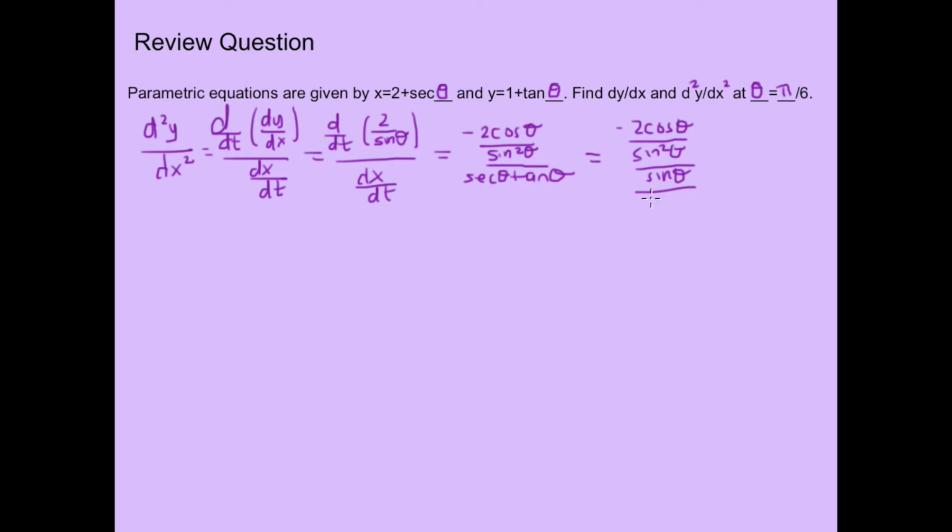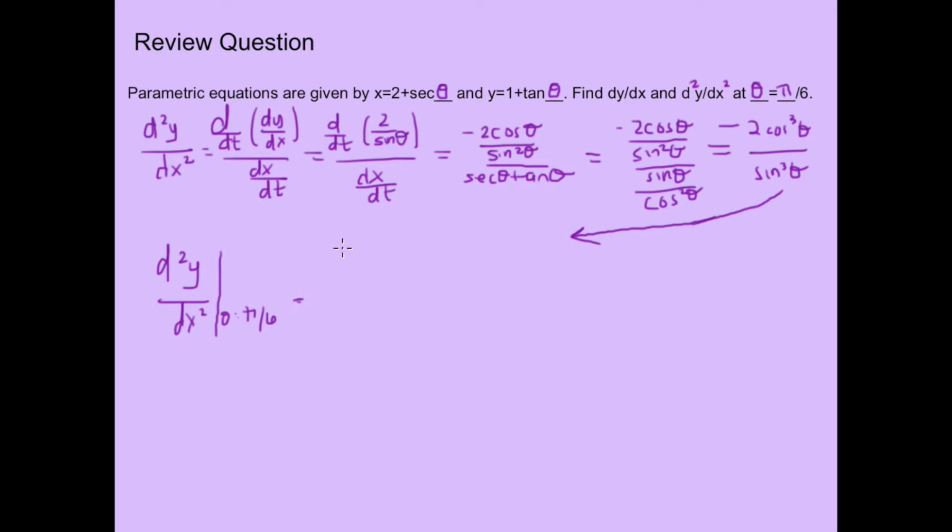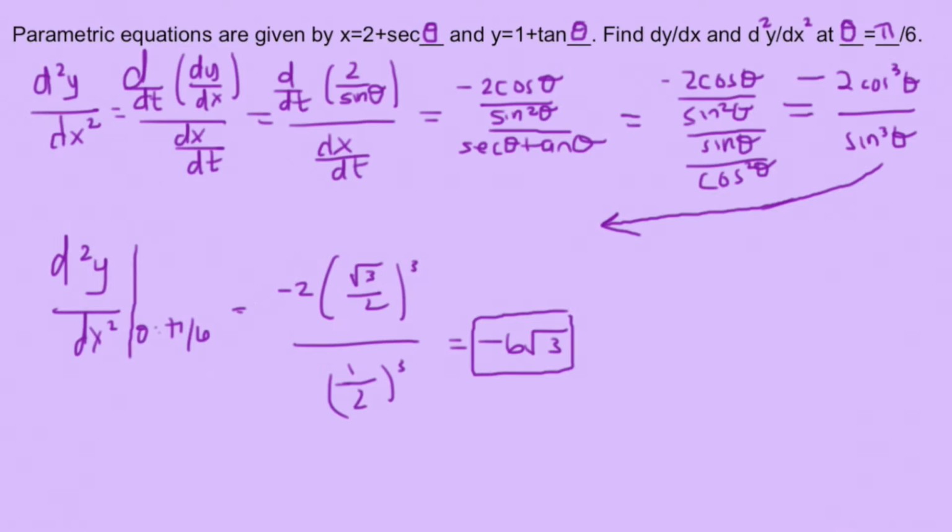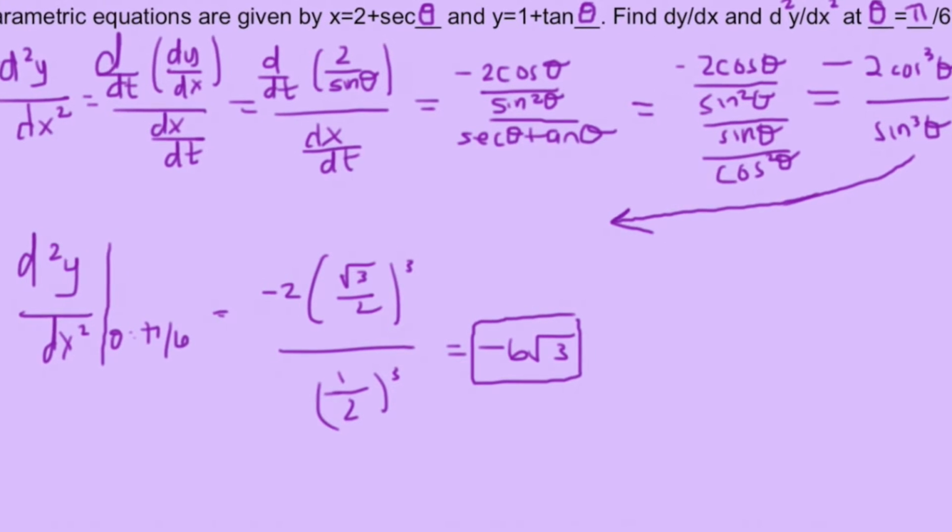You end up with negative 2 cosine cubed theta over sine cubed theta. To finish out the problem, we replace theta with pi over 6, and the cosine of pi over 6 is root 3 over 2, and the sine of pi over 6 is 1/2. So we get negative 6 root 3.